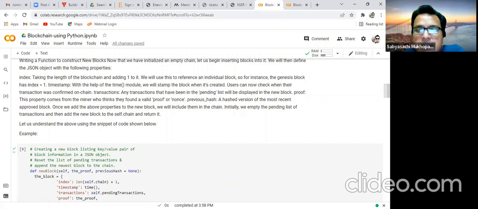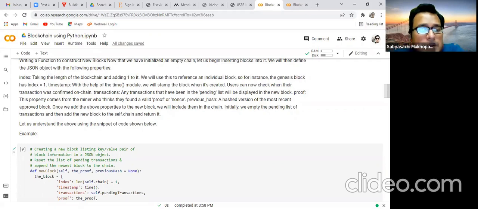So here we are basically creating a new block, listing key-value pairs of the block information in the JSON object. Then we will reset the list of pending transactions and append the newest block to the chain. Okay, so here we can see that we are defining a new block. What are the parameters we are taking? Self, the proof, and the previous hash, which we are keeping as None.